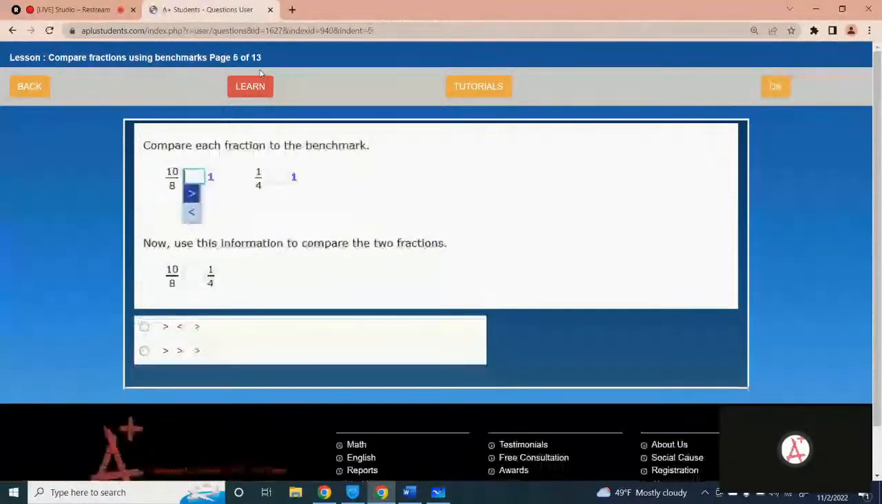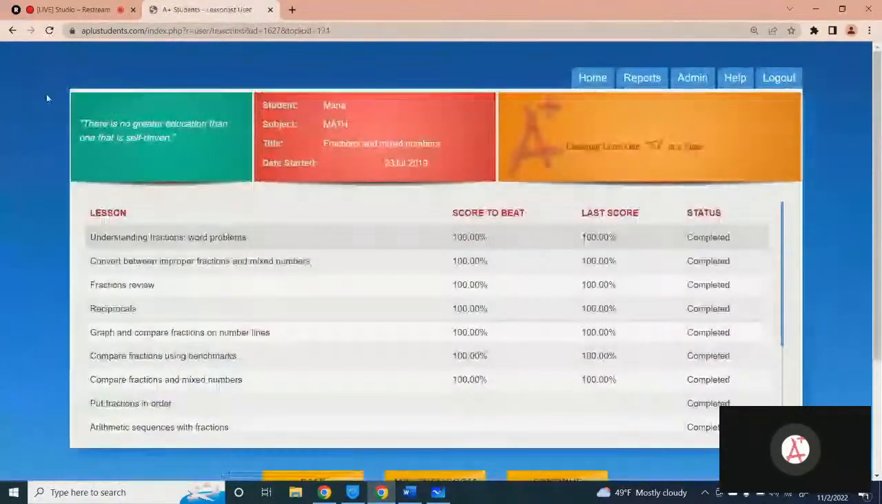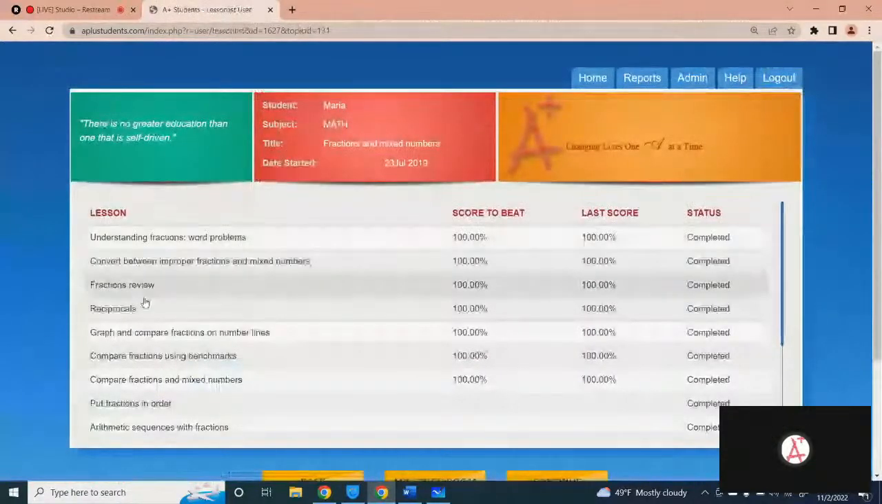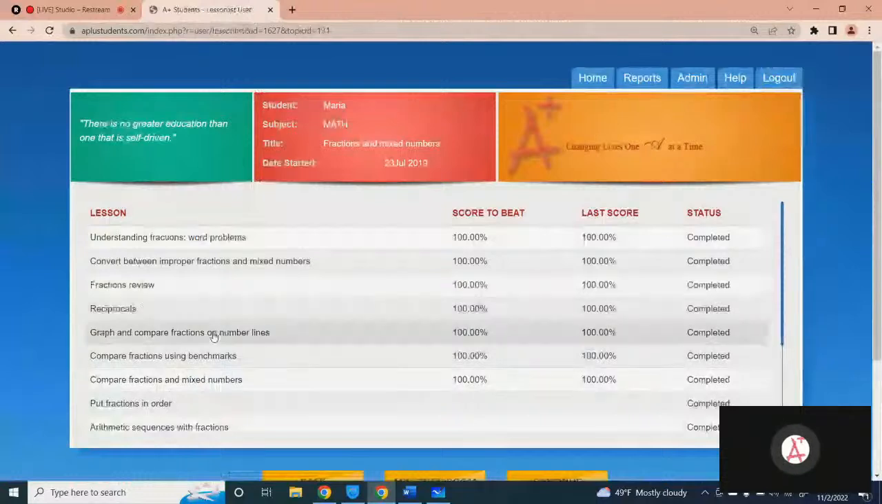So we have covered 4 of the topics today, and they are all from the same chapter, that is fractions and mixed numbers. The lesson names are fraction review, reciprocals, graph and compare fractions on number lines, and the last one is compare fractions using benchmarks. Got it?